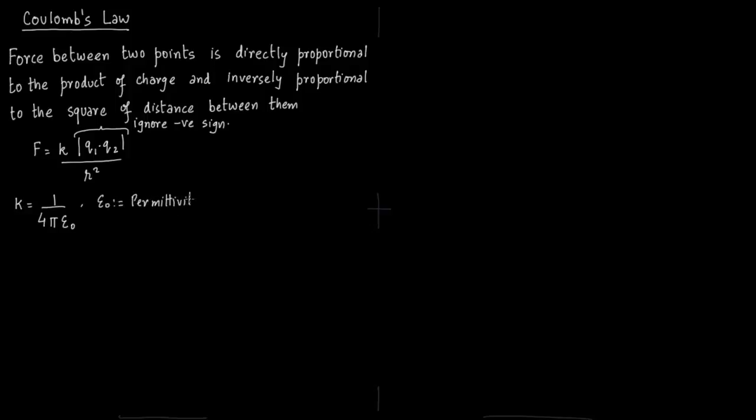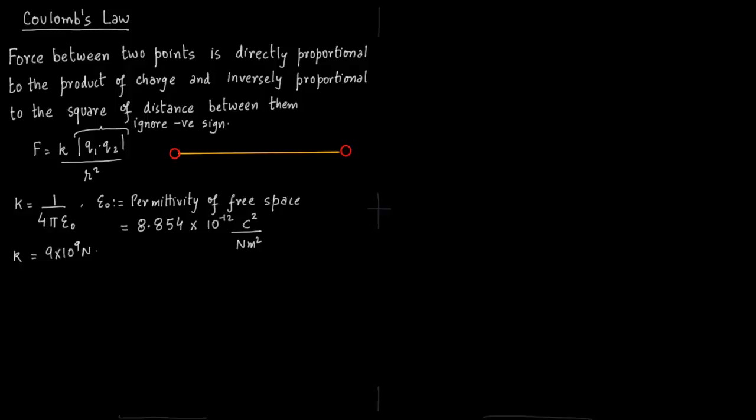K is a proportionality constant. You write it as 1 over 4 pi epsilon 0, where epsilon 0 is called the permittivity of free space. Experimentally, this epsilon 0 is determined to be 8.854 times 10 to the power of minus 12, and its units are Coulomb square divided by Newton meter square. The units have been chosen so that after cancellation we just get newtons, which is the unit for the force. Now you plug this in the formula for K and you get K as 9 into 10 to the power 9 newton meter square per coulomb square.